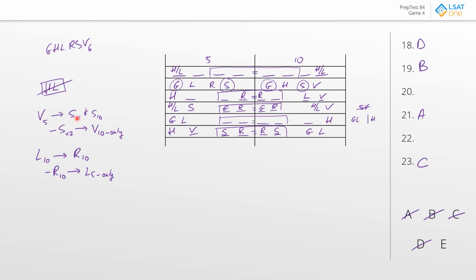If V is a double, then S is the other double, which we're good with. So the best answer choice to question number 20 then is E.